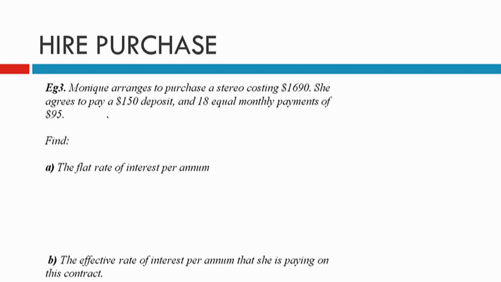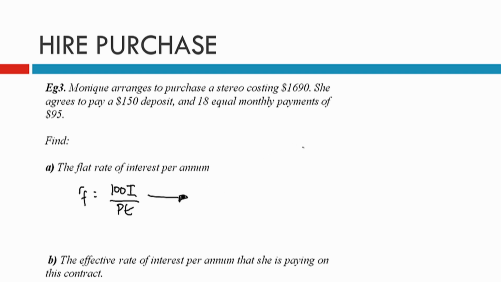Example 3. Monique arranges to purchase a stereo costing $1,690. She agrees to pay a $150 deposit, 18 equal monthly payments of $95. Find, Part A, the flat rate of interest per annum. So again, let's work out how much she actually pays for it. So we can work out our interest, and then we can use this rule that we've just written.